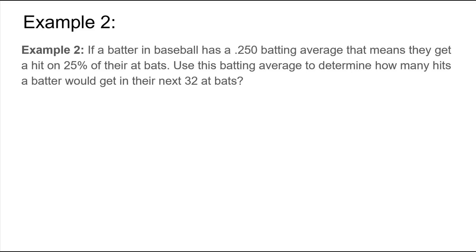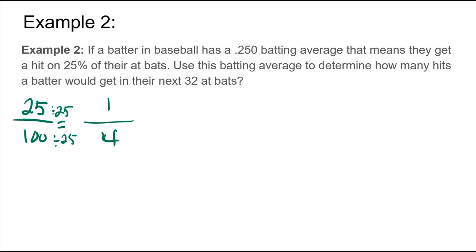So, if we remember, 25% is just our fraction out of 100. So if you get a hit on 25% of your at-bats, that means you get a hit on 25 out of every 100 at-bats, because percent is out of 100. This simplifies down. 25 goes into the numerator and the denominator. So that means they get a hit on 1 out of every 4 at-bats.